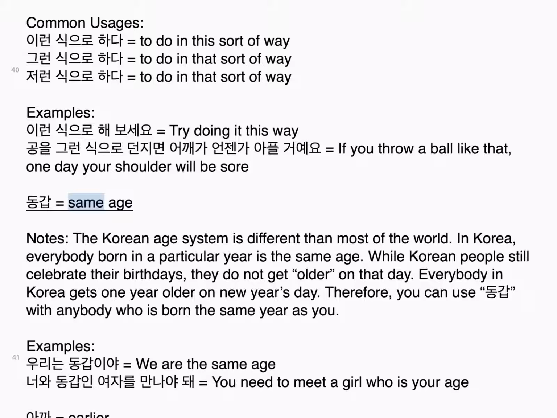동갑 = Same age. Notes: The Korean age system is different than most of the world. In Korea, everybody born in a particular year is the same age. While Korean people still celebrate their birthdays, they do not get older on that day. Everybody in Korea gets 1 year older on New Year's Day. Therefore, you can use 동갑 with anybody who is born the same year as you. Examples: 우리는 동갑이야 = We are the same age. 너와 동갑인 여자를 만나야 돼 = You need to meet a girl who is your age.